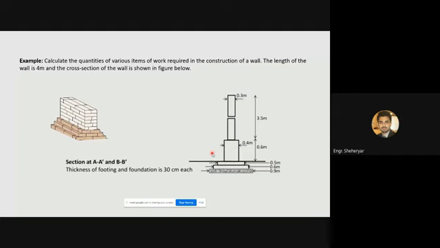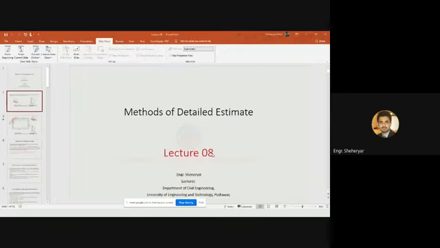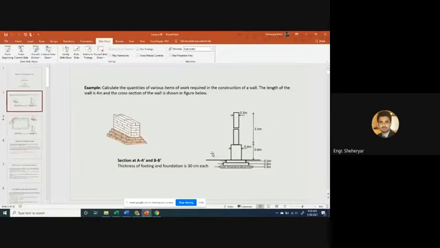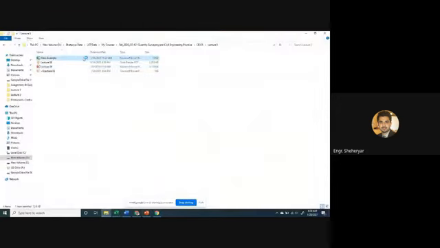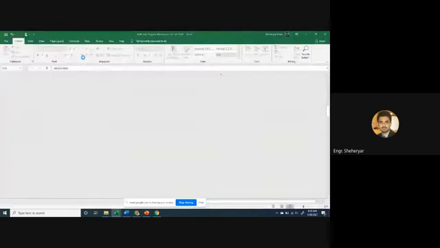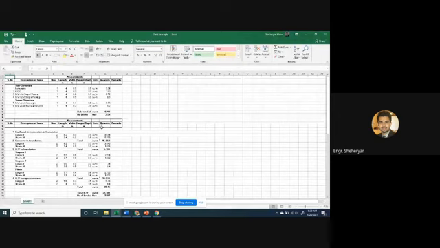As we are going online, I'll use an Excel sheet for solving these problems. Let's start from scratch.